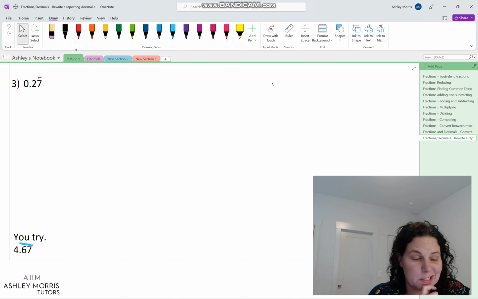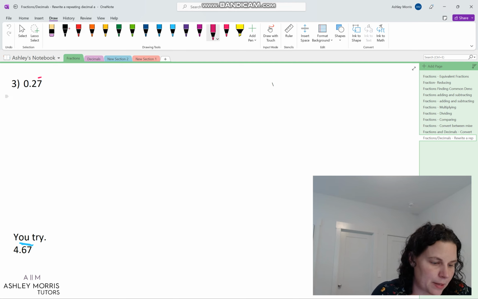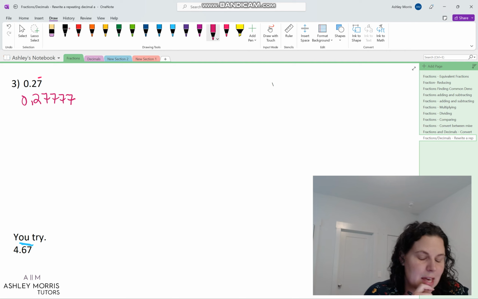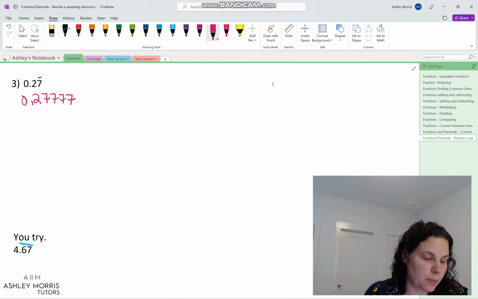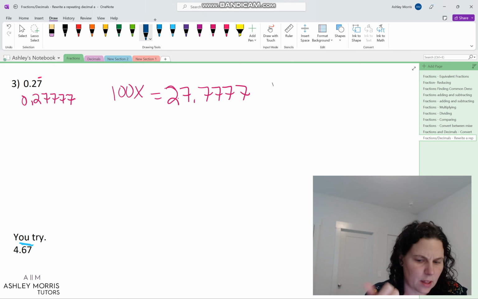So we're going to have to get a little sneaky on this one. Because what ends up happening is you get 0.27777. So remember how I said you need to get one set of repeating in the front? For that one, this is no big deal. We move the decimal place over twice to get one 7 in front. We're going to get 27.7777. And we multiplied by 100, so we're going to call that 100x. Okay, that's no big deal.